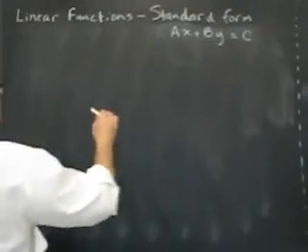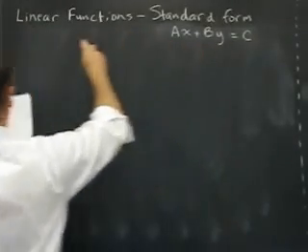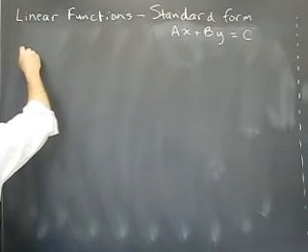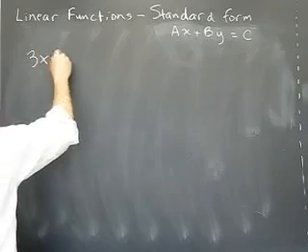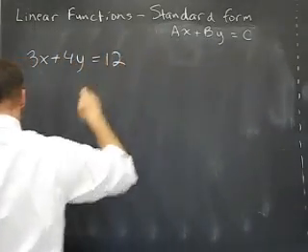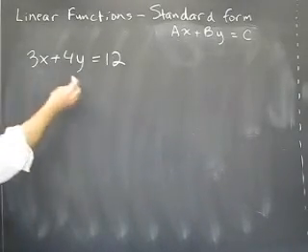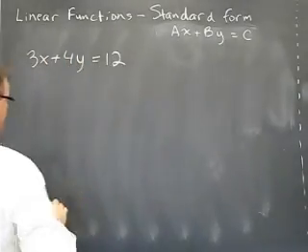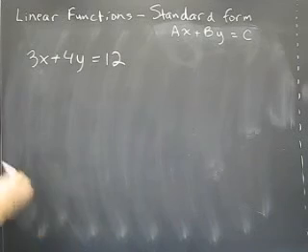So what do we do with this? Well, basically we can take this form and use it to find other information. So we take an equation like 3x plus 4y equals 12. And again, it's standard form. We've got all the letters on one side, numbers on the other. There are two variables, no exponents.